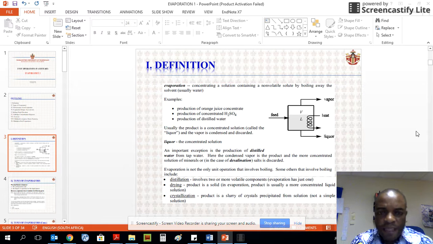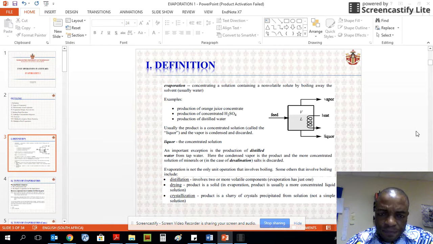You have some examples where evaporation is used as a unit operation when juice concentrate has to be produced. You can encounter concentration in the production of concentrated sulfuric acid. Water is removed in order to increase the concentration of sulfuric acid. And even when distilled water is produced.